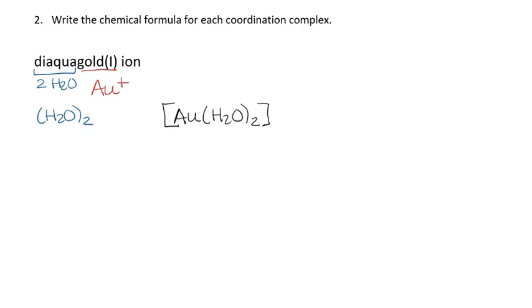Now the last thing we have to do is figure out what the charge is on the complex. For this, we just add up all the charges that we have. So we have a +1 for the metal ion, and we have zeros for the ligands, which means the charge on our complex is going to be a +1.